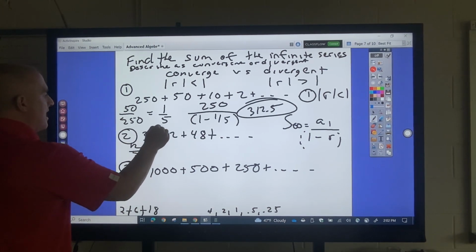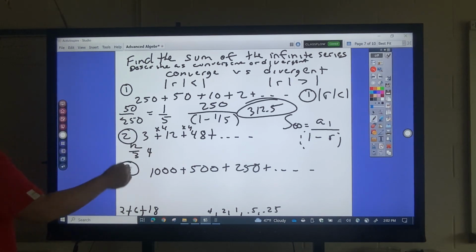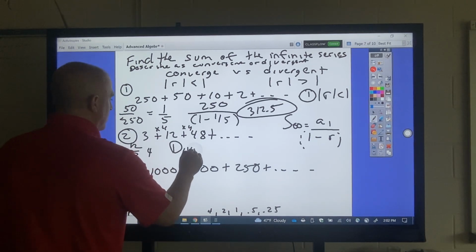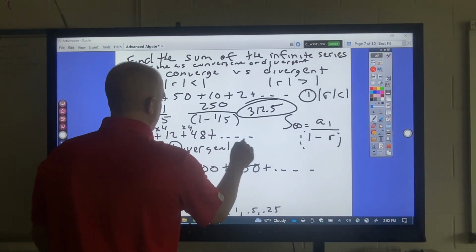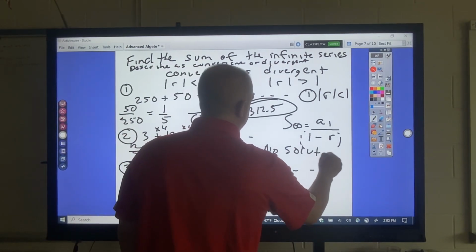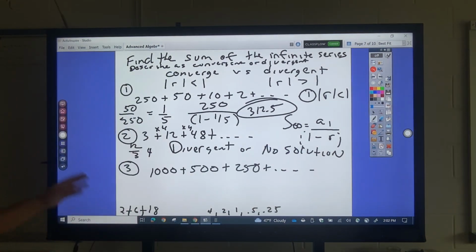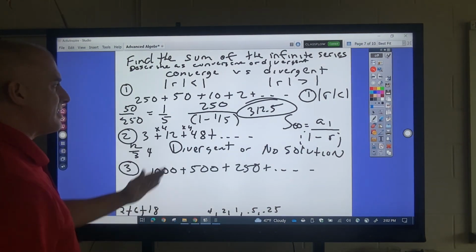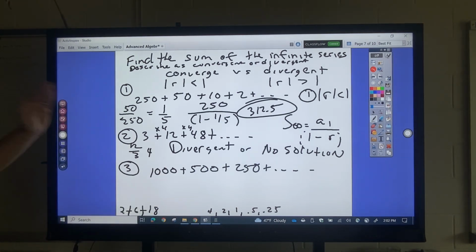Now this one, I do the second divided by the first, and it's going to be 4. Since this r is bigger than 1, I would just write divergent, or you could write no solution. It's not going to have a sum. It's just going to keep getting bigger and bigger. You shouldn't calculate it. If you calculate it, sure, you're going to get an answer, but it's not going to actually be correct. The premise behind that is that r is less than 1.